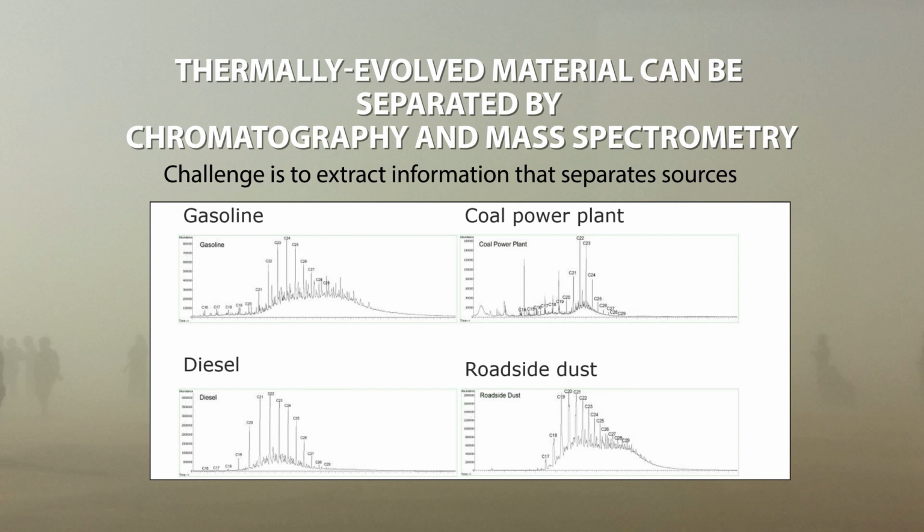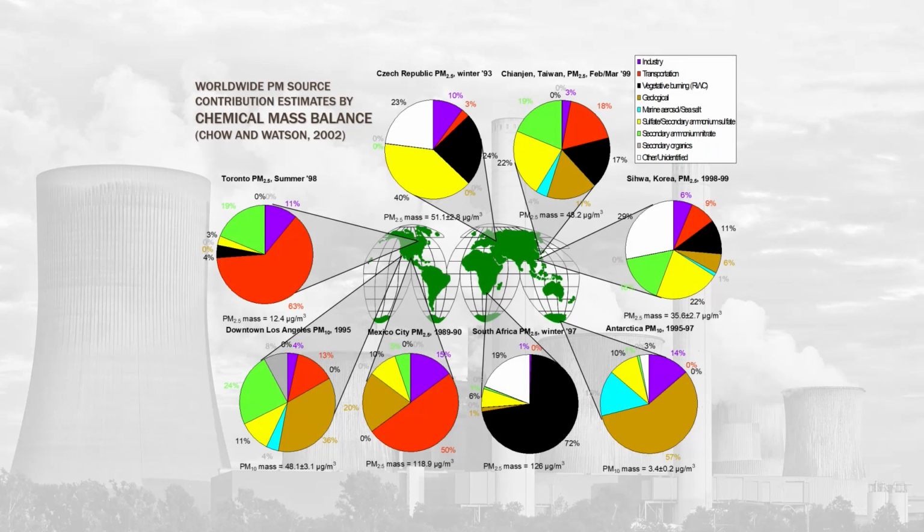If you have all these compounds in your ambient concentration, we can figure out that this could probably be from road dust. Or if you find this set of compounds at your receptor location, we could conclude that maybe this is from a diesel source. So this is how a chemical mass balance works.